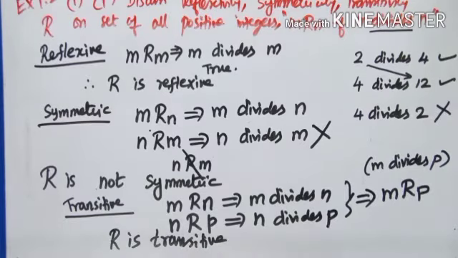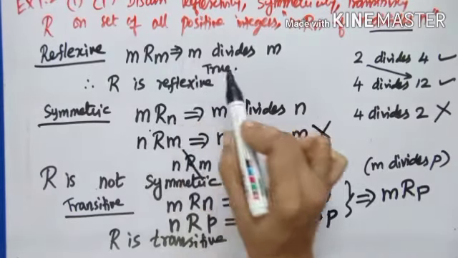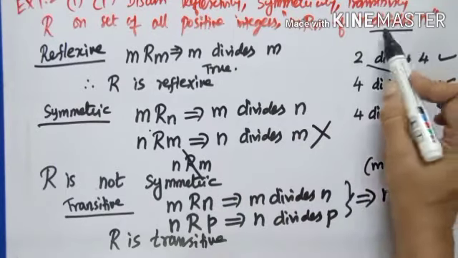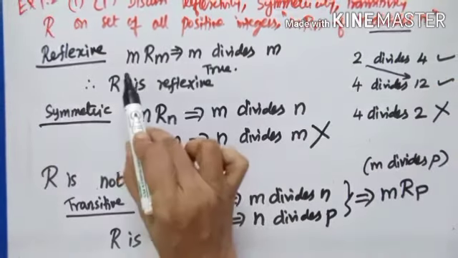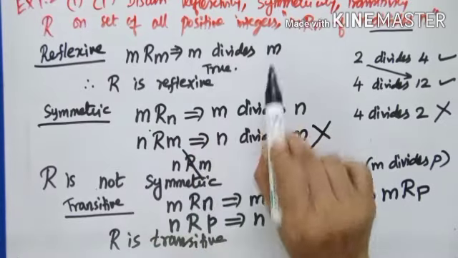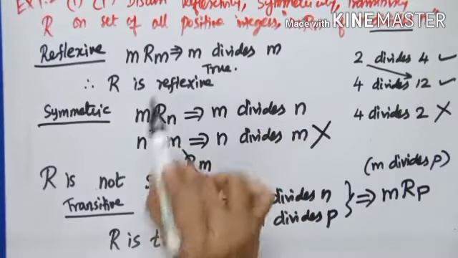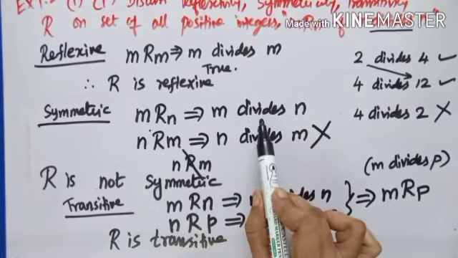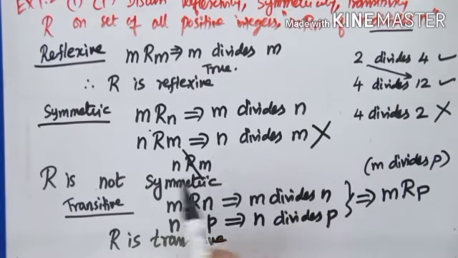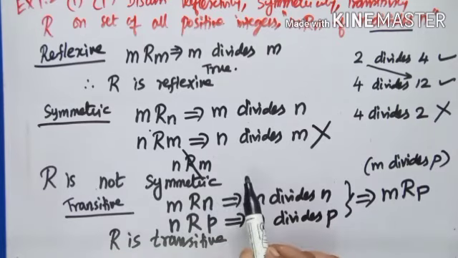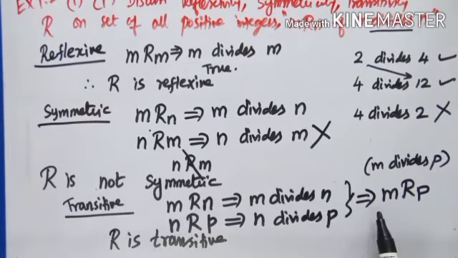So we are checking the given relation. What is the relation? Divides. M divides N. Any number divides itself. So it is true, therefore reflexive. M divides N does not imply N divides M. So we say not symmetric. M divides N and N divides P implies M divides P. Therefore R is transitive.